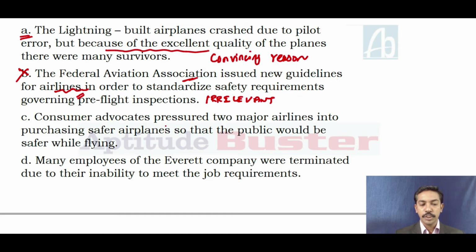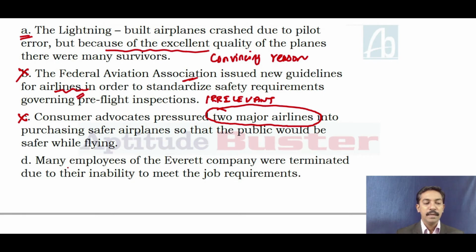Consumer advocates pressured 2 major airlines into purchasing safer airplanes so that the public would be safer while flying. Now, there is an easy clue for us to eliminate this choice. The easy clue lies here: 2 major airlines. That's what option C says. We know very well this argument involves only one airline. There are no 2 major airlines being talked about. So we can easily eliminate choice C.